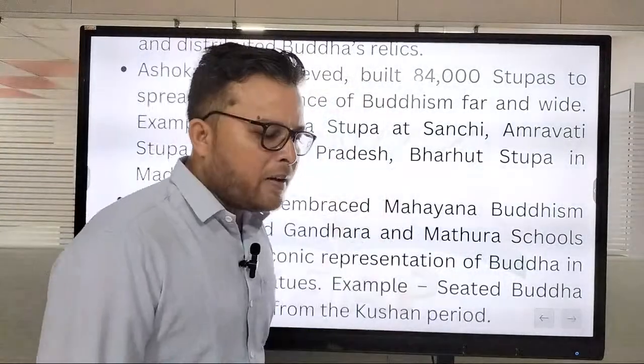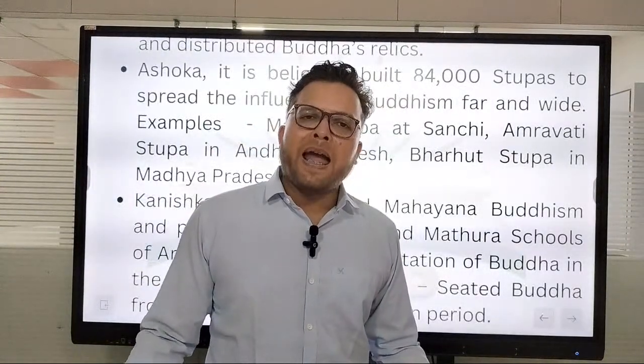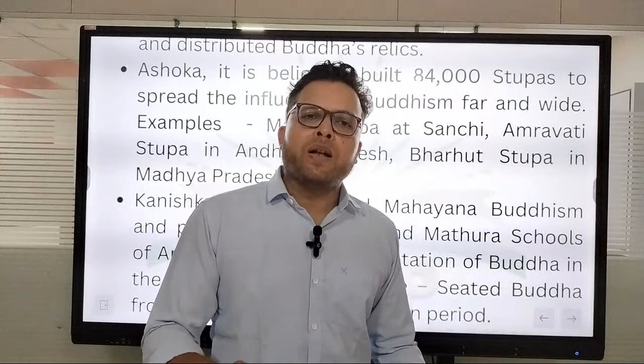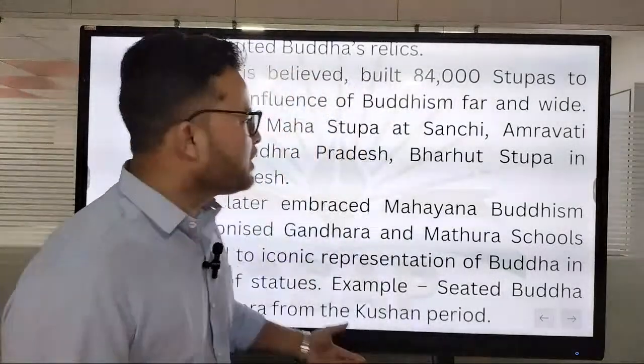Now, another very important stupa built by Ashoka was Amravati Stupa and then Bharhut Stupa. Where is Amravati Stupa present? Amravati Stupa is in Andhra Pradesh, Bharhut Stupa is in Madhya Pradesh.